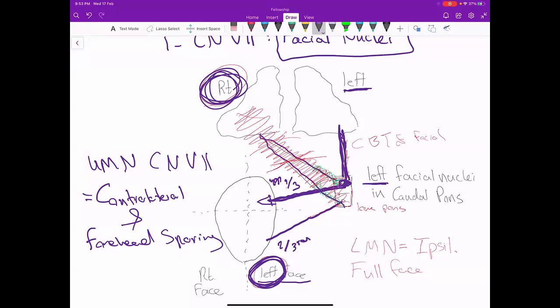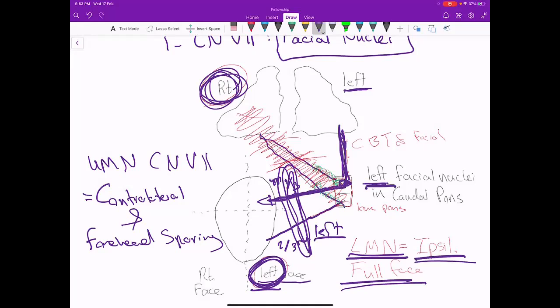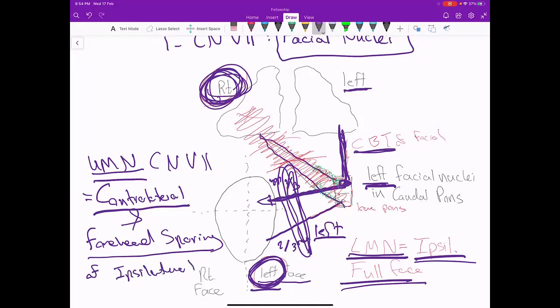Okay? So with lower motor neuron damage of the facial nerve, which was here, there is absolutely no innervation to the face, so you lose the full face, and it is on the same side, so it's ipsilateral. While with contralateral damage of the upper motor neuron or the corticobulbar tracts, you will get contralateral damage and forehead sparing because of the ipsilateral innervation.